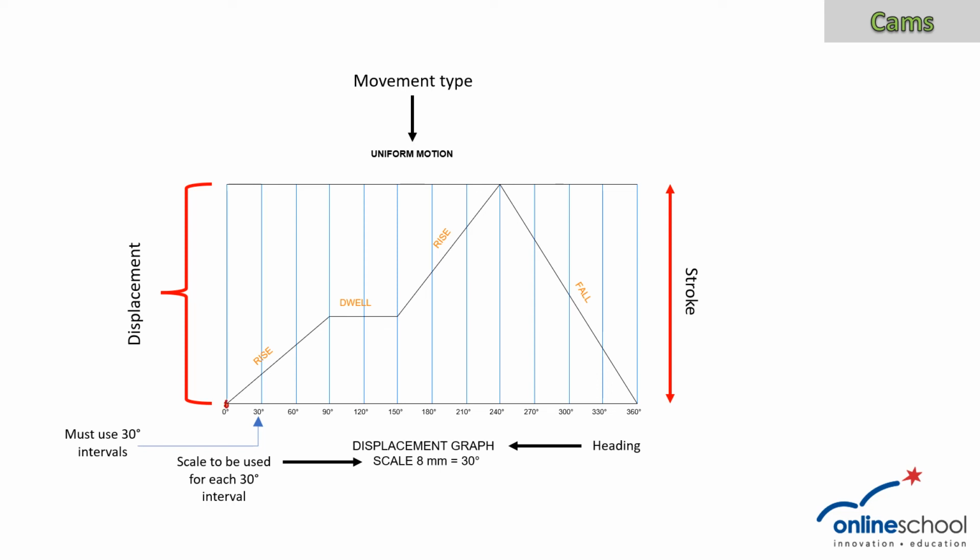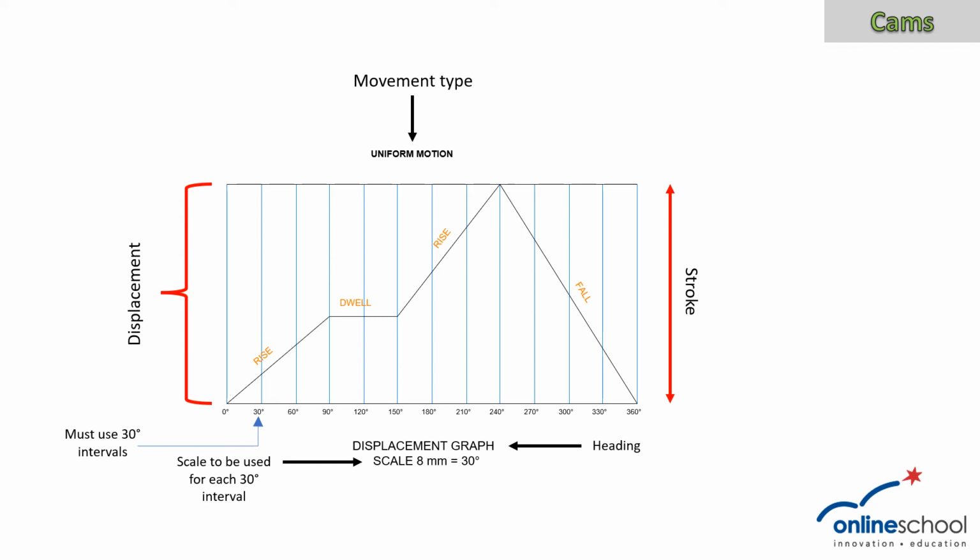So from 0 to 30, 60 and so on, you will make sure that those are perfectly 8 millimeter spacings, depending on what the scale is given to you in your question. So it doesn't mean it's always going to be 8 millimeters. It can be literally anything that is provided. So you just need to do your construction based on the information that has been provided to you.